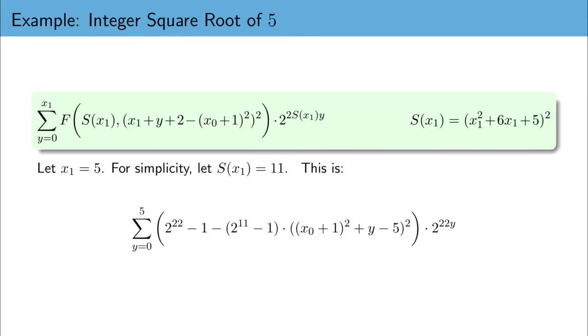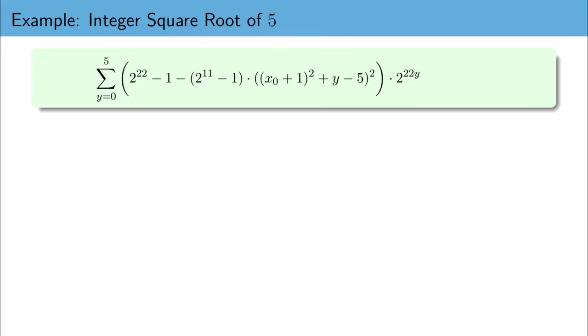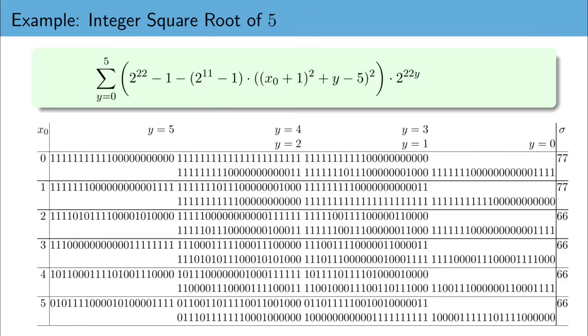So plugging everything in, we have a sum that looks like this. It's really not that bad. It's a polynomial in y times an exponential term in y. These finite polynomial geometric series have nice generatable closed form even when we allow the upper bound to be a variable. So let's look at, for various values of x0 in our search range, what this sum actually looks like.